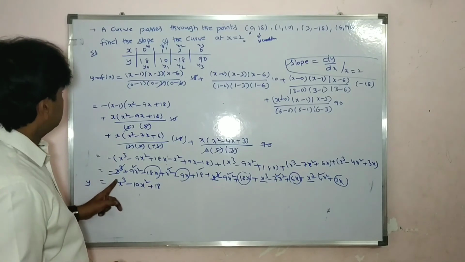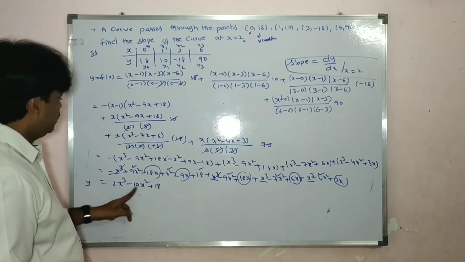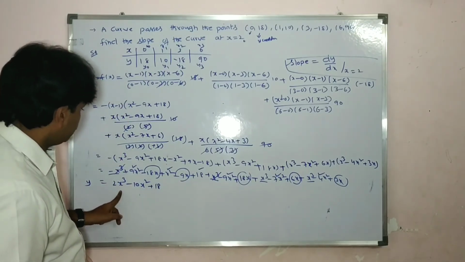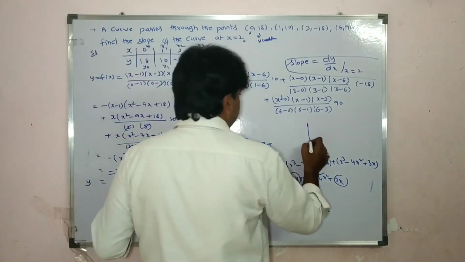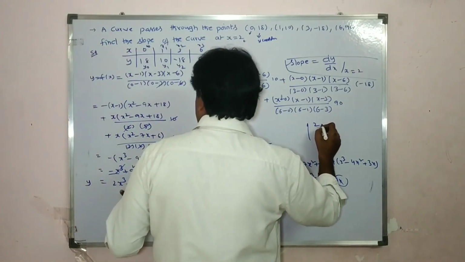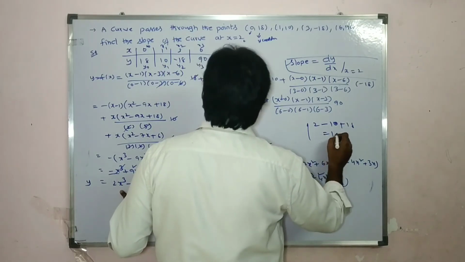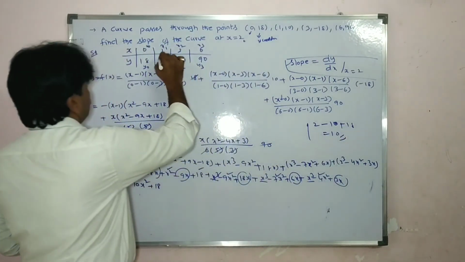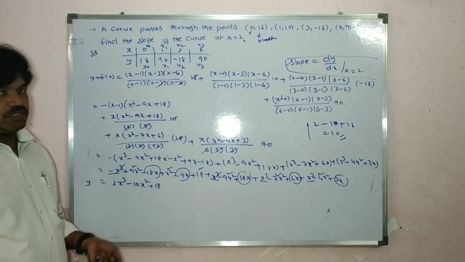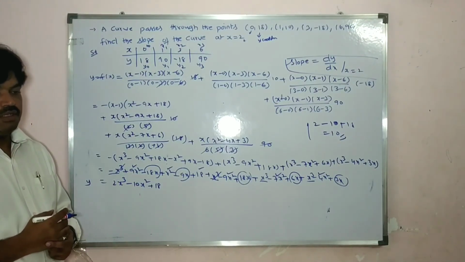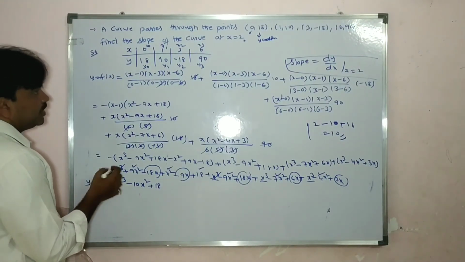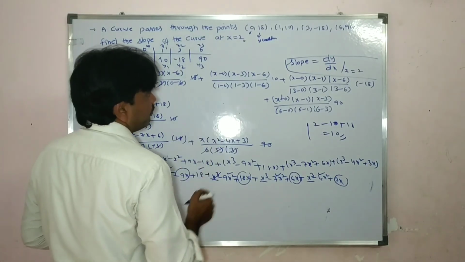We can check here students. We put 0, we get 18. Put 1 here: 2 into 1 minus 10 plus 18. That is equal to, we get here 10. So our answer is almost correct. Right? Now what he says, find the slope.